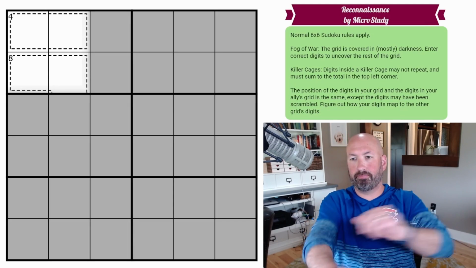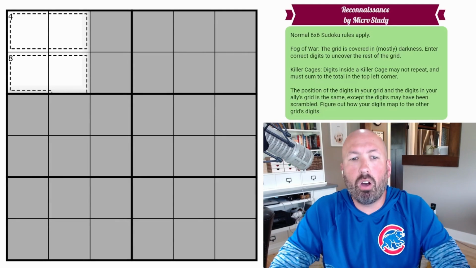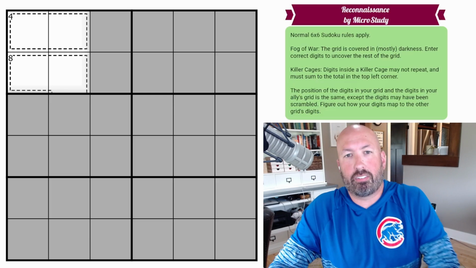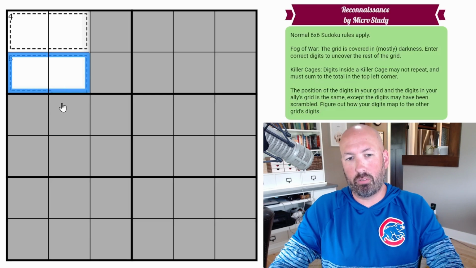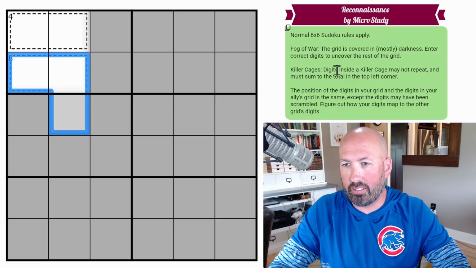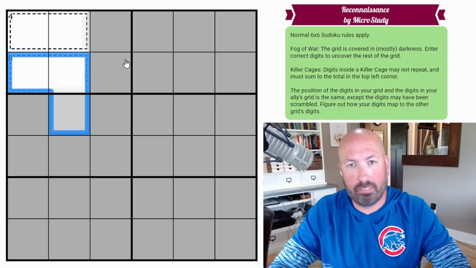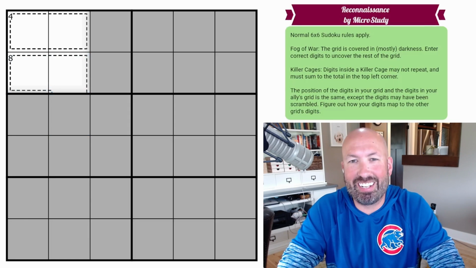Did it matter for your puzzle that digits don't repeat in cages? Oh, that's a good point. Yeah, so I'm bad at reading rules. It does say that right here. It says digits inside a killer cage may not repeat. So thank you, Rangsk. They may not repeat.